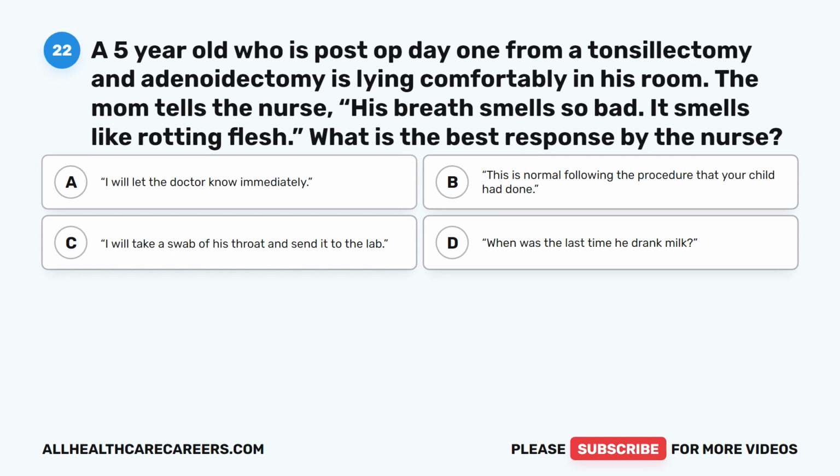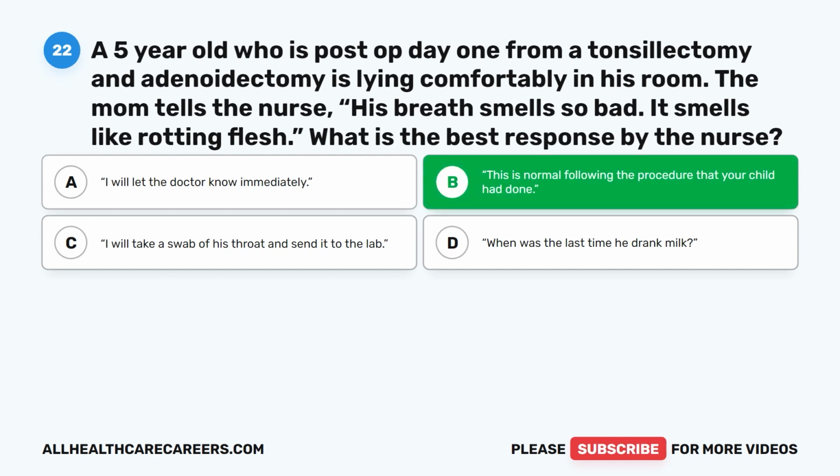Question 22. A 5-year-old who is post-op day 1 from a tonsillectomy and adenoidectomy is lying comfortably in his room. The mom tells the nurse, "His breath smells so bad. It smells like rotting flesh." What is the best response by the nurse? A. I will let the doctor know immediately. B. This is normal following the procedure that your child had done. C. I will take a swab of his throat and send it to the lab. D. When was the last time he drank milk?